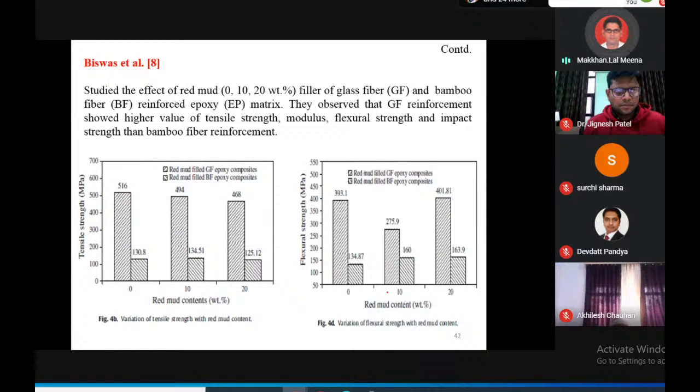According to Biswas, who studied the effect of red mud filler, 0, 10, 20, of glass fiber and bamboo fiber reinforced epoxy material, we can see the results in this figure. They observed that the glass fiber reinforcement showed higher values of tensile strength, modulus, flexural strength, and impact strength than bamboo fiber epoxy, because this is the bamboo fiber epoxy composite, and this is the red mud filled glass fiber epoxy. So we can see in both figures tensile strength is very good, and flexural strength is also higher as compared to bamboo fiber reinforcement.